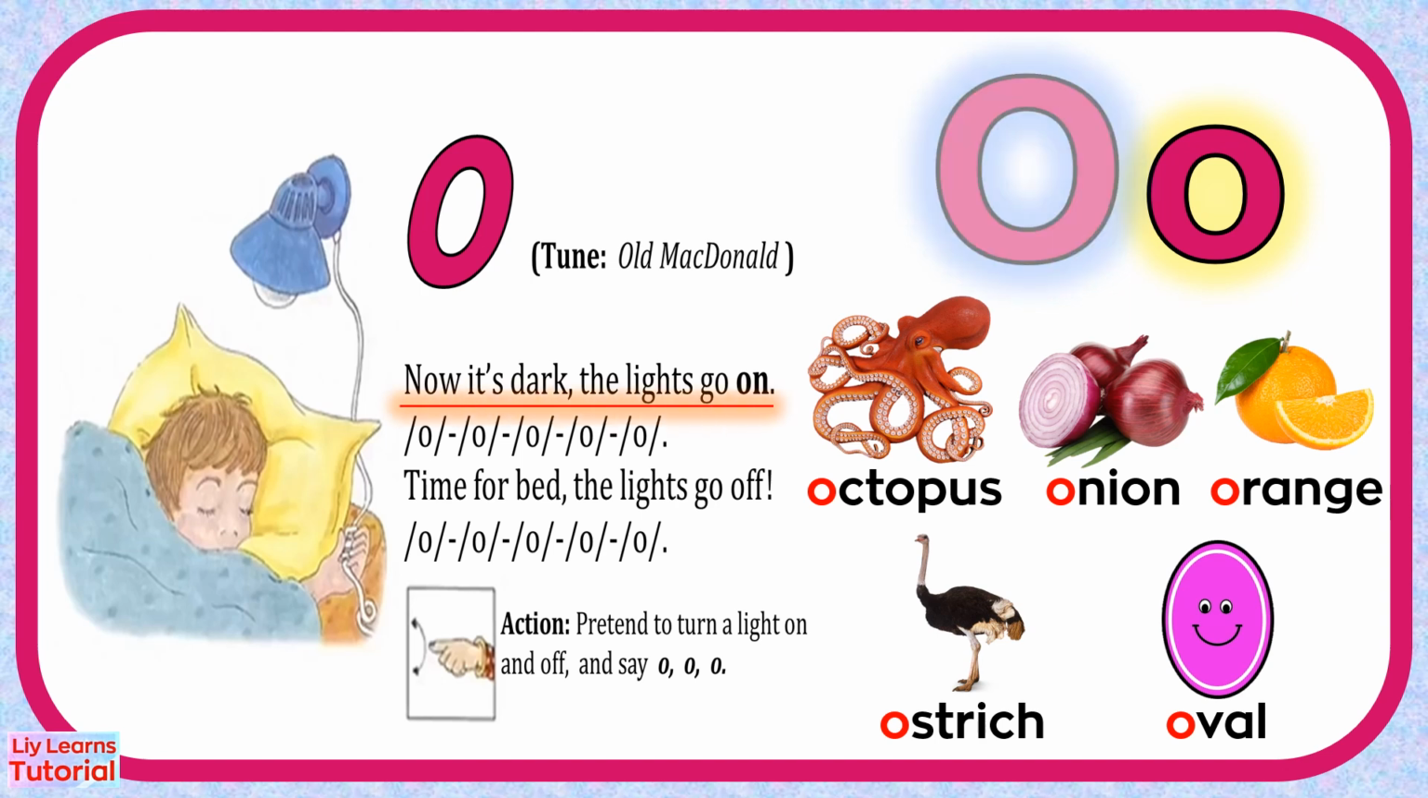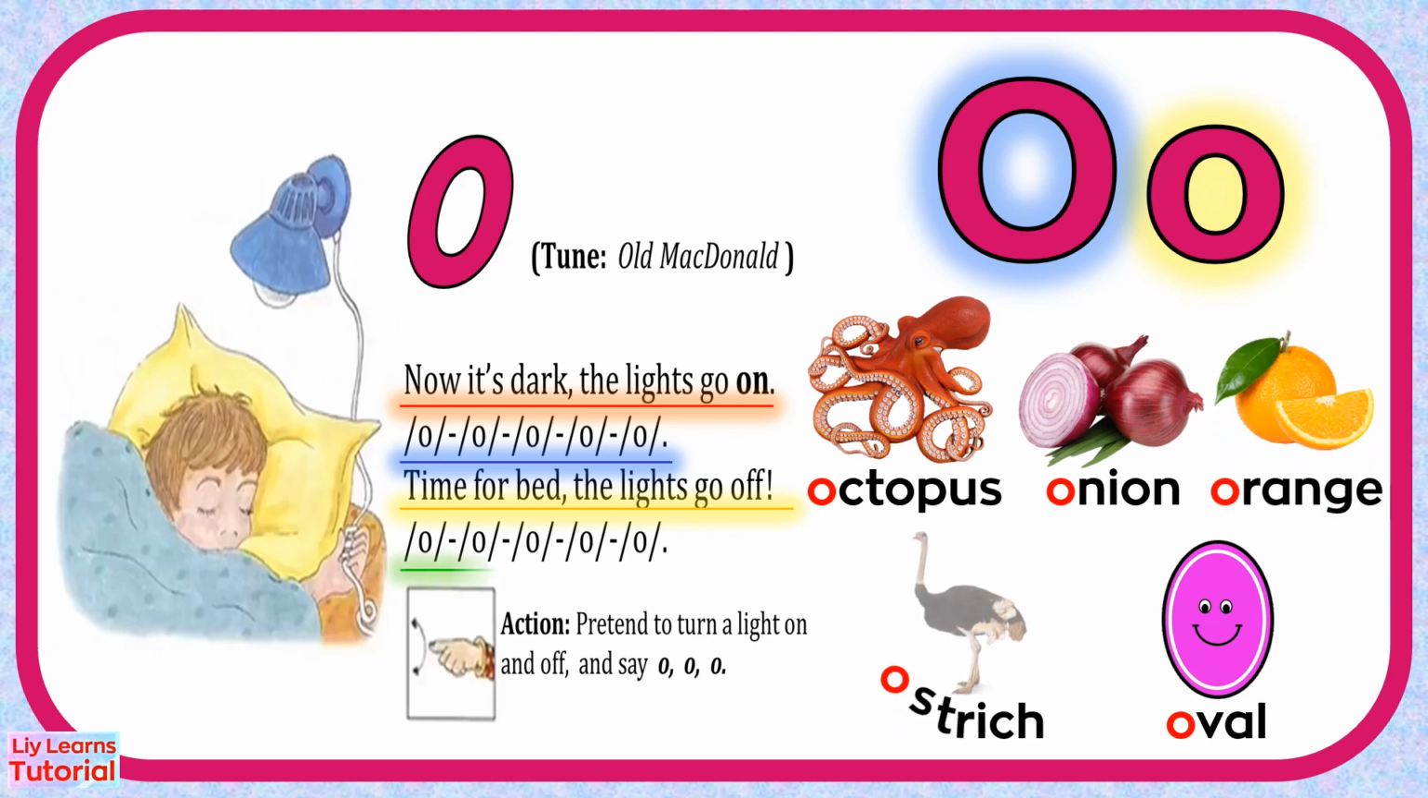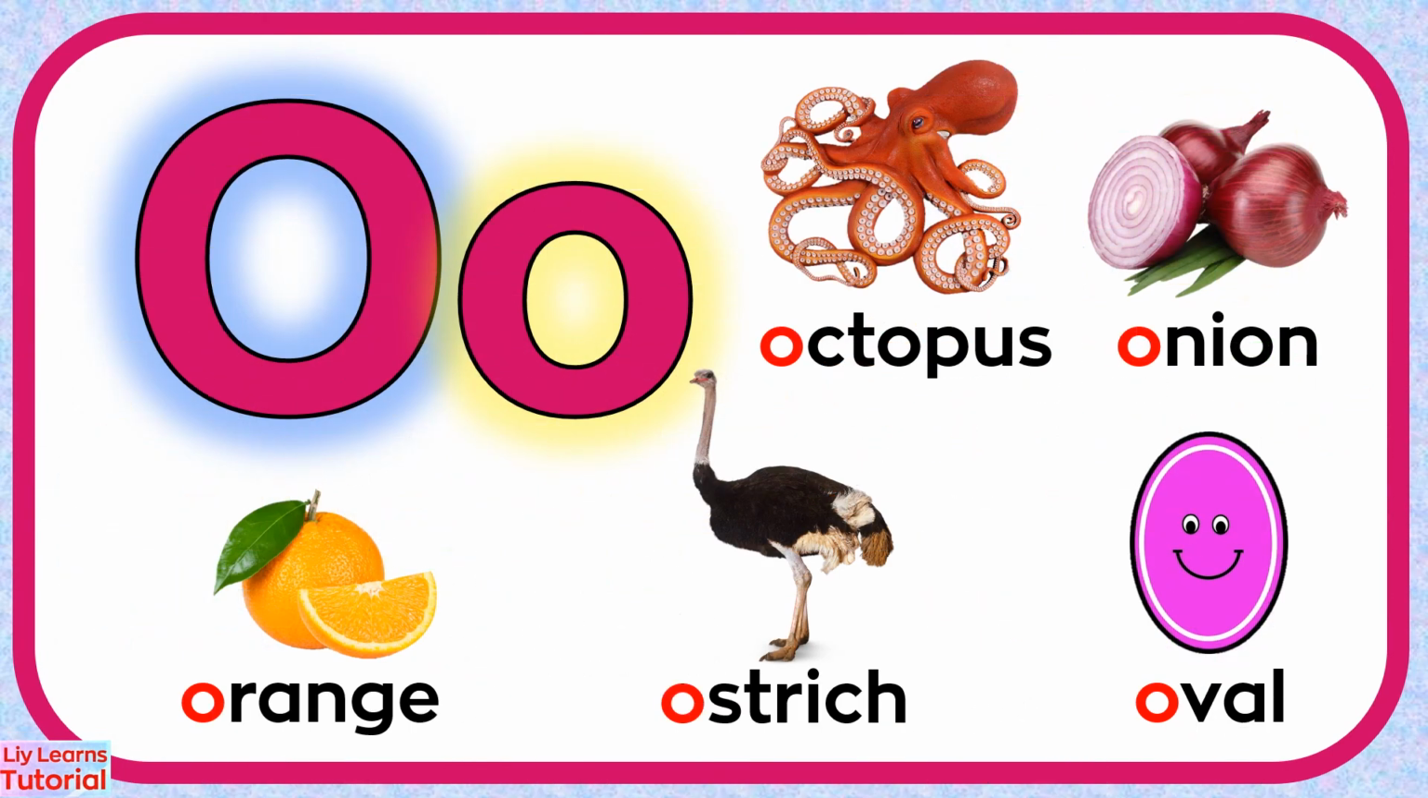Now it's dark, the lights go on. Oh, oh, oh, oh, oh. Time for bed, the lights go on. Oh, oh, oh, oh, oh. Let's study the different vocabulary words with initial O sound.